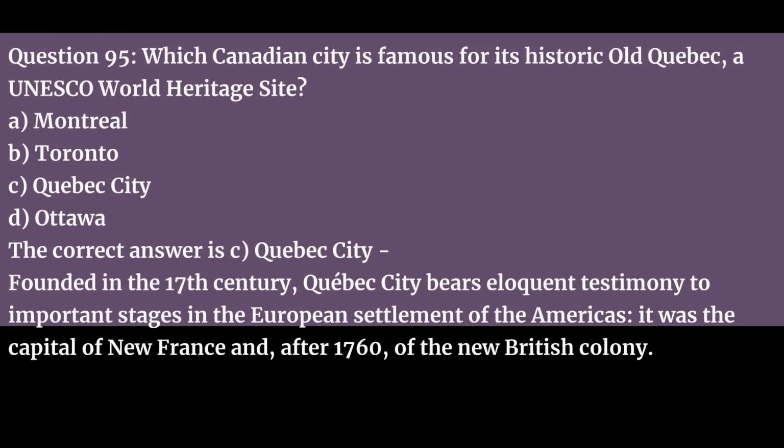Question 95. Which Canadian city is famous for its historic Old Quebec, a UNESCO World Heritage Site? A. Montreal. B. Toronto. C. Quebec City. D. Ottawa. The correct answer is C. Quebec City, founded in the 17th century. Quebec City bears eloquent testimony to important stages in the European settlement of the Americas. It was the capital of New France, and after 1760, of the new British colony.